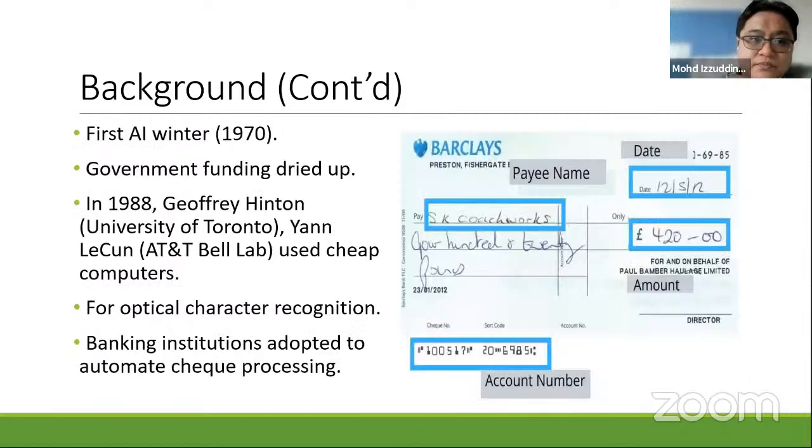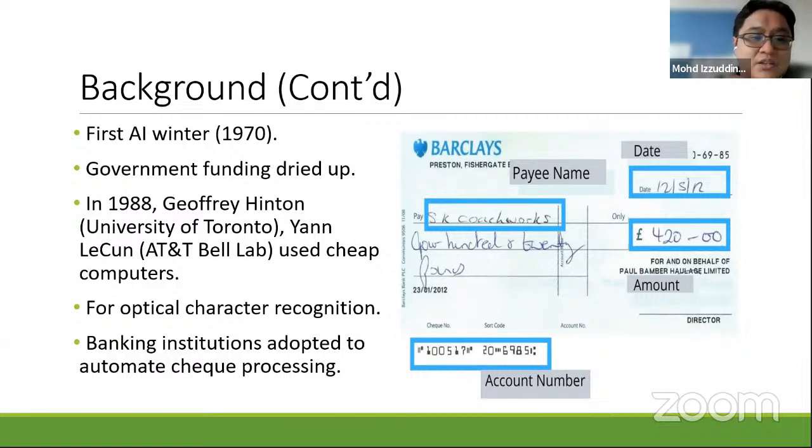Okay, after a while, because the result was not as expected, there was a hype, but the result was not what they hoped for. So the first AI winter was in 1970, and all the government funding dried up.